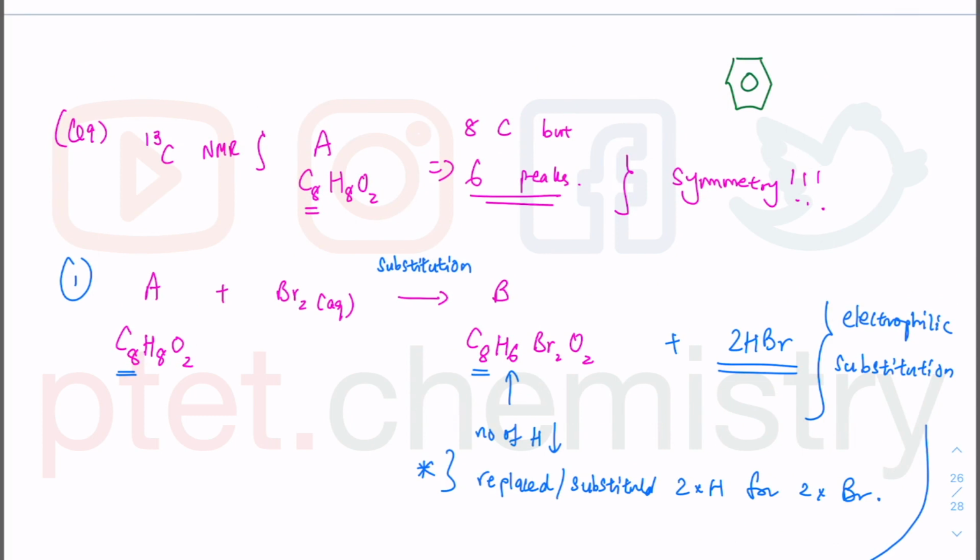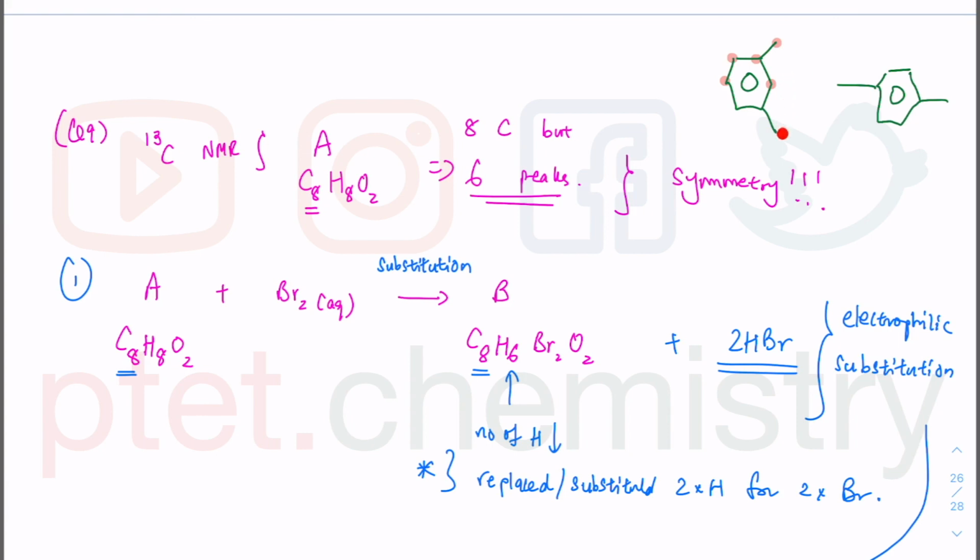I cannot, can I? Let me think. Can I have an OH? Maybe I have an OH, or maybe not. I have 8 carbon, but I have symmetry. So perhaps that is correct. Could be that, could be this, like that, symmetry. So let's work through it and see. This is 1, 2, 3, 4, 5. There are only 5 peaks there because there are 5 different carbons.